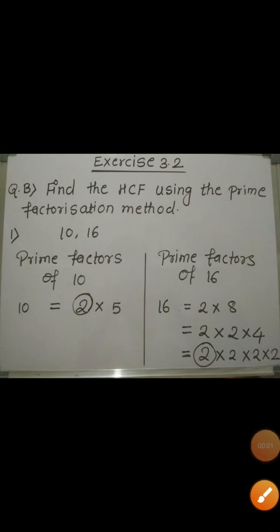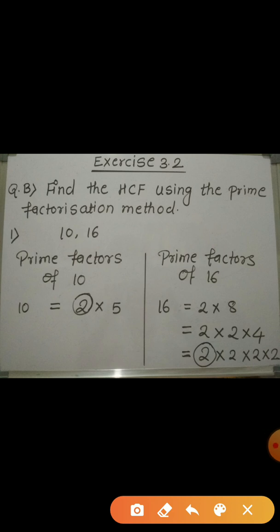Children, today we discuss question number B of exercise 3.2. Find the HCF using the prime factorization method. Here in the first example, two numbers are given to you, 10 and 16. And here you have to find the HCF of 10 and 16 by using the prime factorization method. So first of all, we have to find the prime factors of each number.